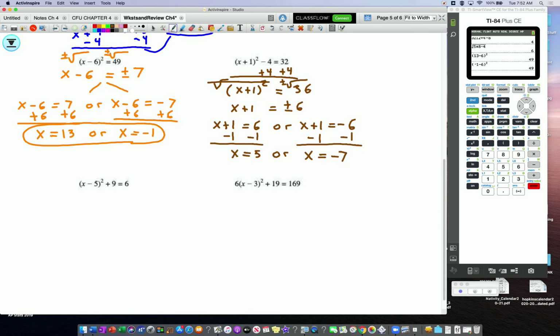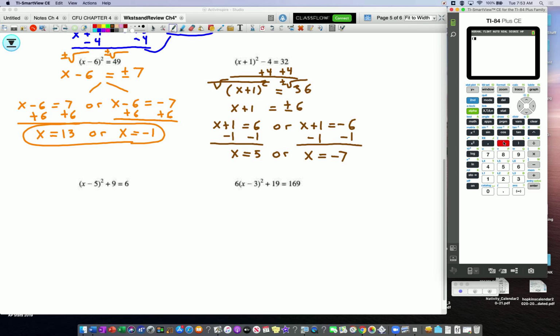So let's plug it in. So, parentheses, 5 plus 1, quantity squared, minus 4. Whoops, it didn't take my subtract 4. When I hit enter here, this should equal 32, and it does. Plug in my other answer, negative 7 plus 1, quantity squared, minus 4, better equal, whoa. Oh, again, it didn't take my minus sign.